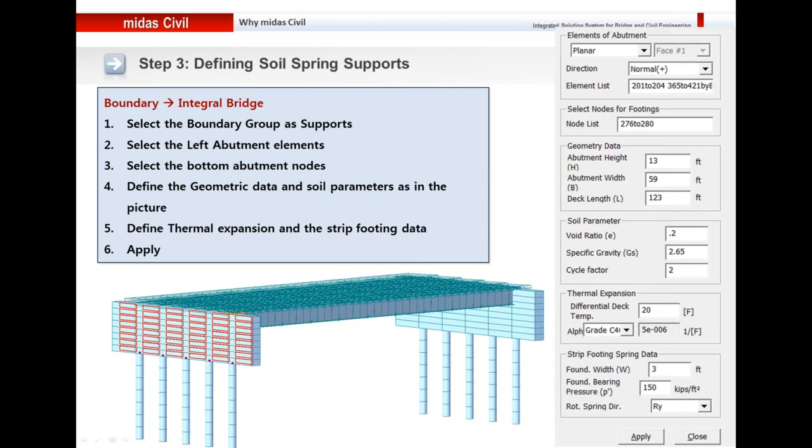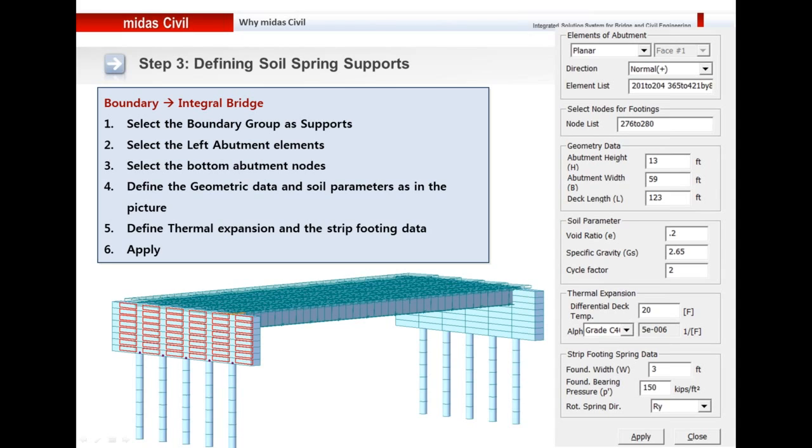So first of all, we will go to boundary integral bridges, and we will select the boundary group as supports, and we will apply the support to the integral bridge, and we will define these parameters. So now let me open Midas Civil once again in front of you, and I'm gonna apply the soil supports in front of you.